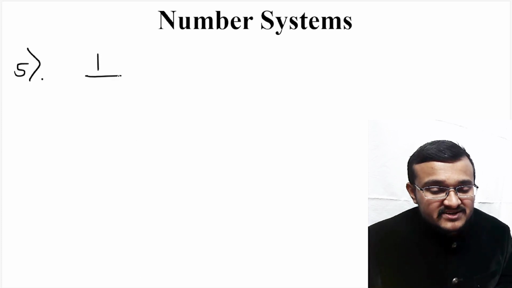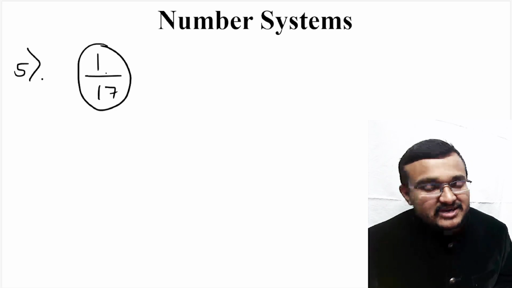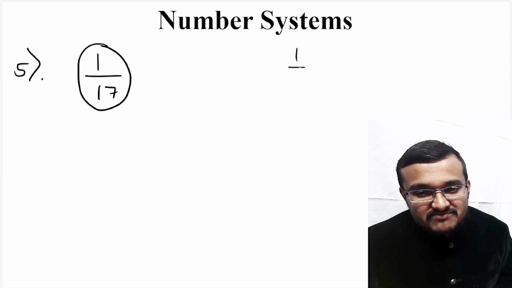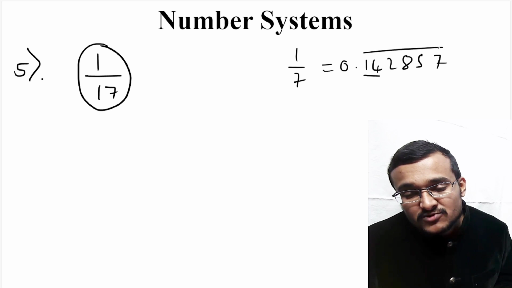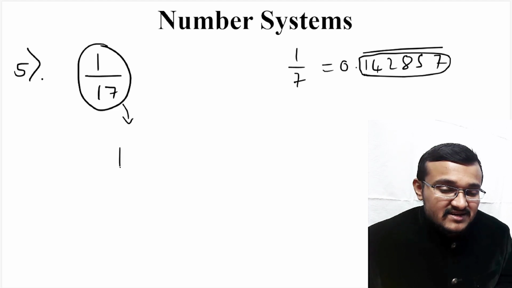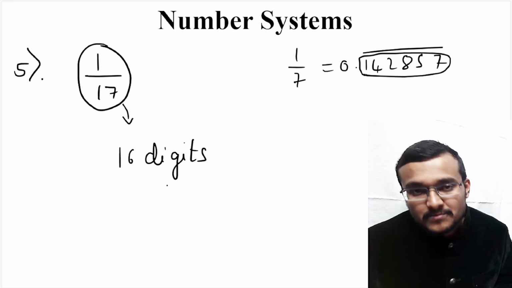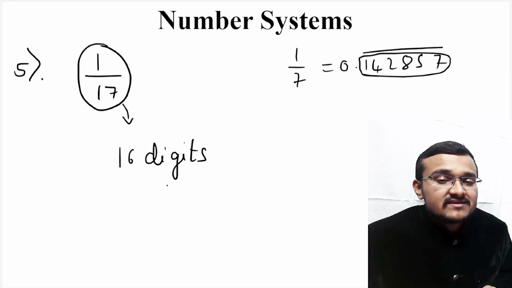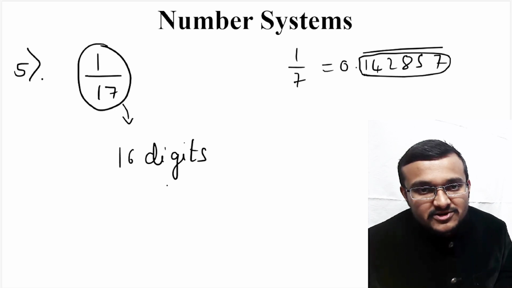Coming to the fifth question, here you have to get the value for 1 by 17 by doing division. So always remember, when we did 1 by 7, we got 0.142857 as the answer. So that means this particular value was recurring, so 6 digits were recurring. So in the 1 by 17 case, 16 digits will be recurring after the decimal point. If you want to check that, you have to do the division of this particular 1 by 17. So you can do that on your own.